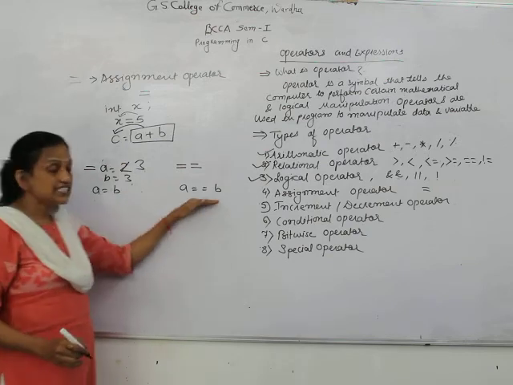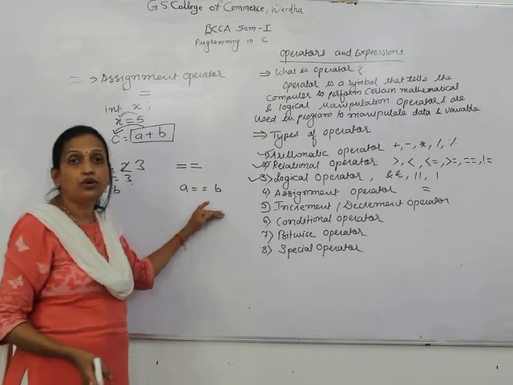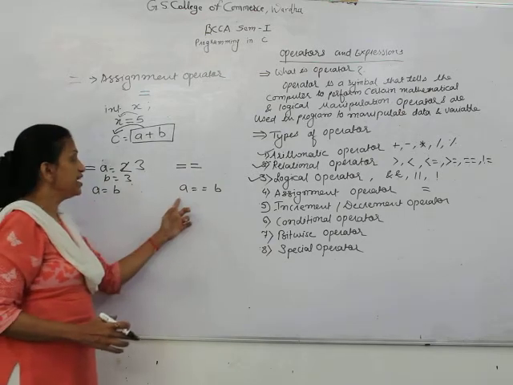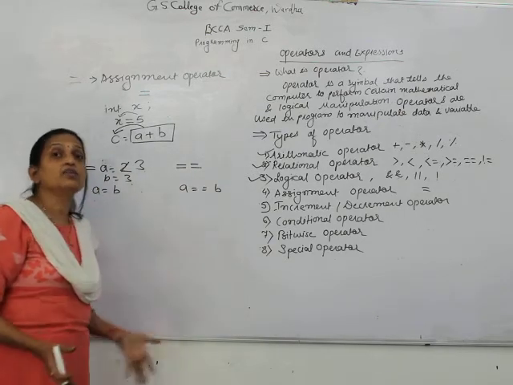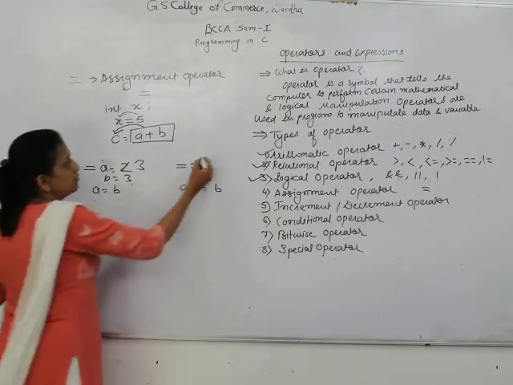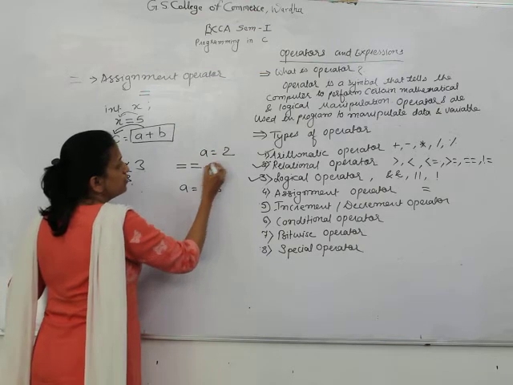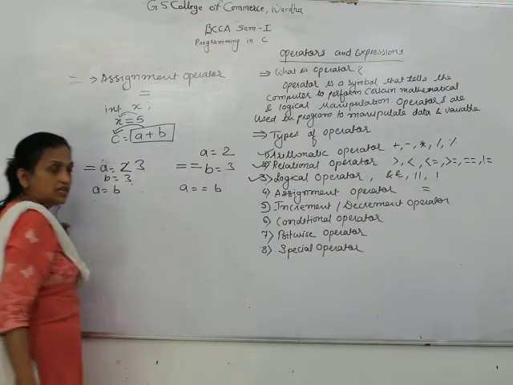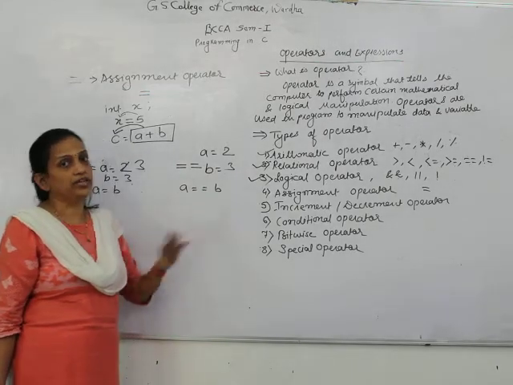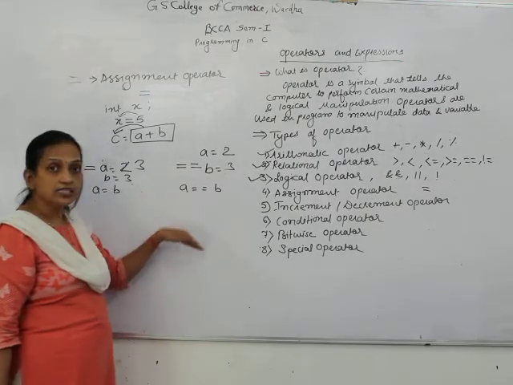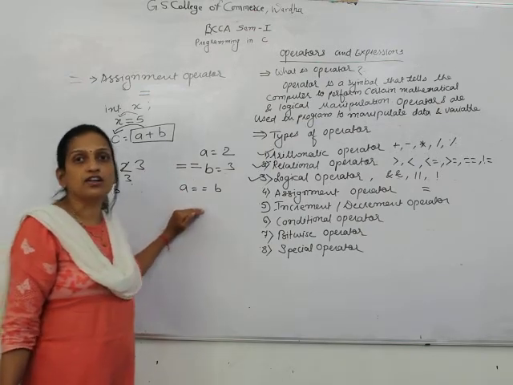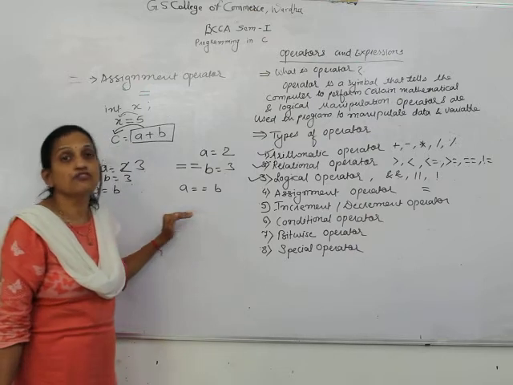But in this case, what will the computer do? It will compare the value of A and B, whether they are equal or not. So what did we assign? A is equals to 2 and B equals to 3. So is A equal to B? They are not equal. That means the result the compiler will return is false. The value of this expression is false.